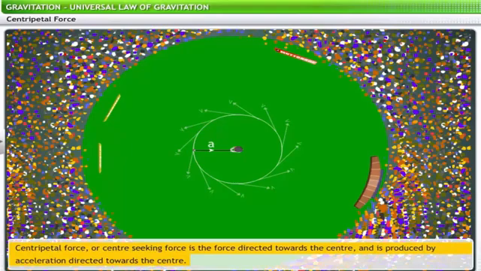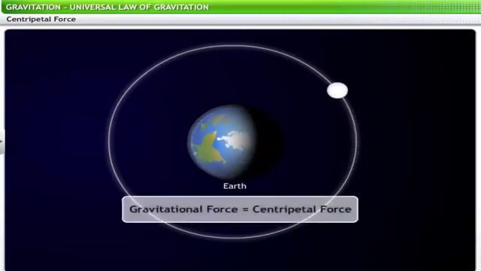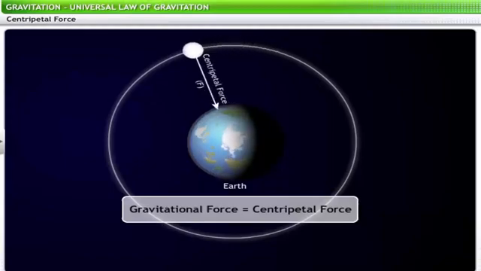Acceleration directed towards the center results in a force directed towards the center. This force is called the centripetal force, which means a center-seeking force. The reason for the motion of the Moon around the Earth is similar to that of the motion of the hammer just discussed. The gravitational force of attraction between the Earth and the Moon provides a centripetal force for the Moon.